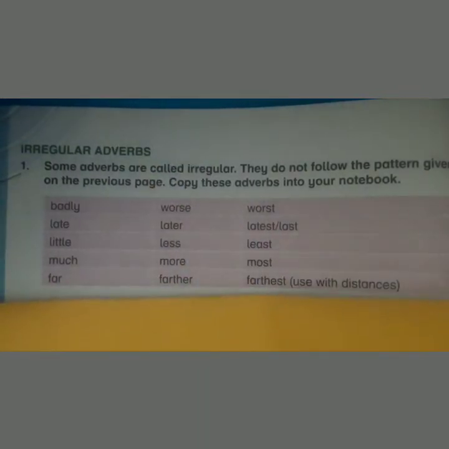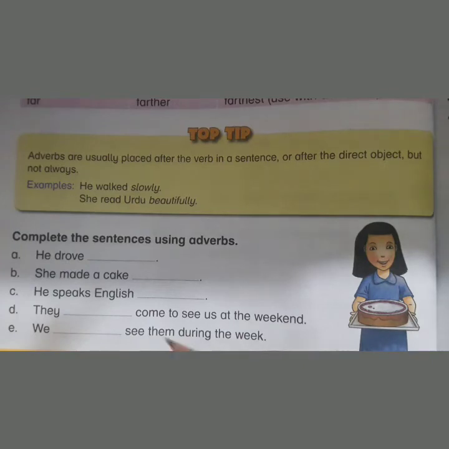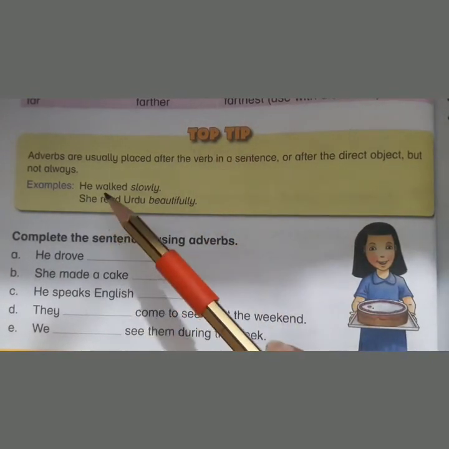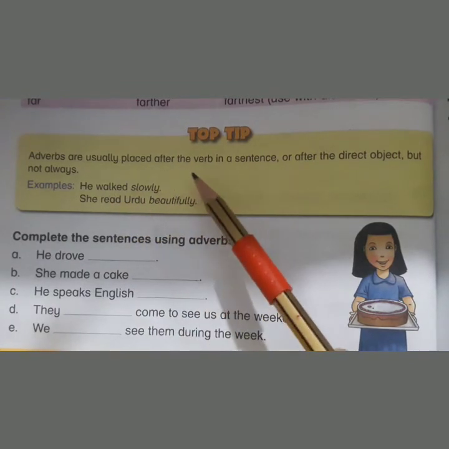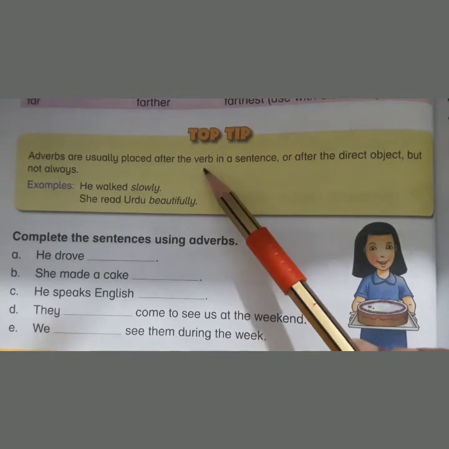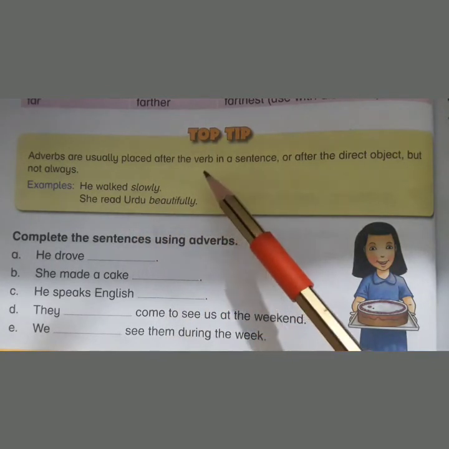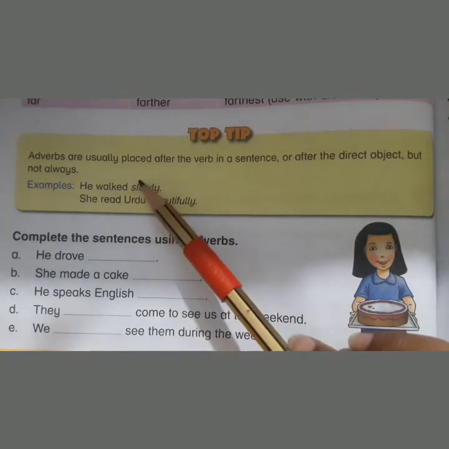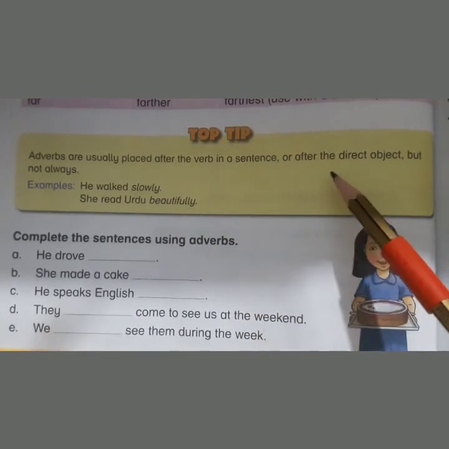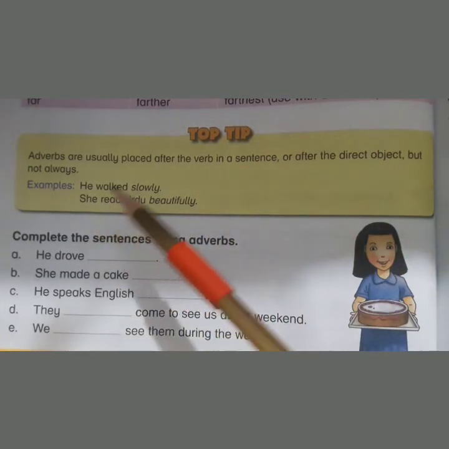So here we have an exercise which you are supposed to complete. Before we complete this exercise, let's read this top tip which is given to us: adverbs are usually placed after the verb because they describe the verbs. Adverbs describe the verbs. This is why they are usually placed after the verb in a sentence or after the direct object, but not always.